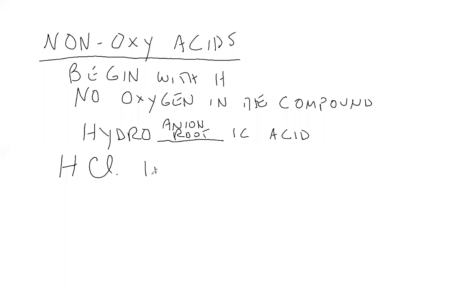Okay, it starts out with hydro. All right, the anion root. So if we look at Cl as an ion, this is the chloride ion.